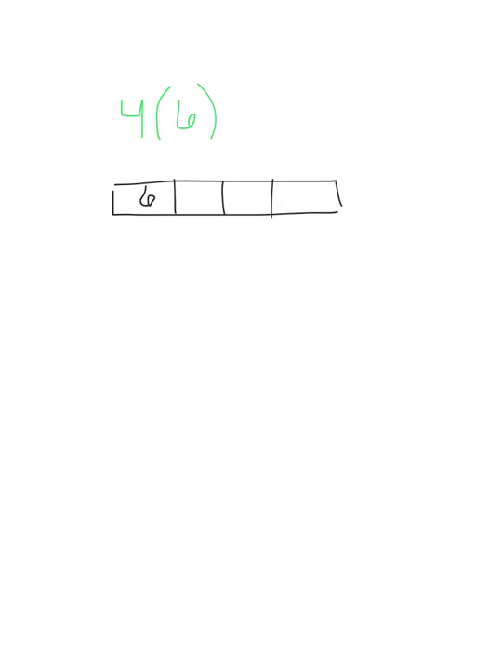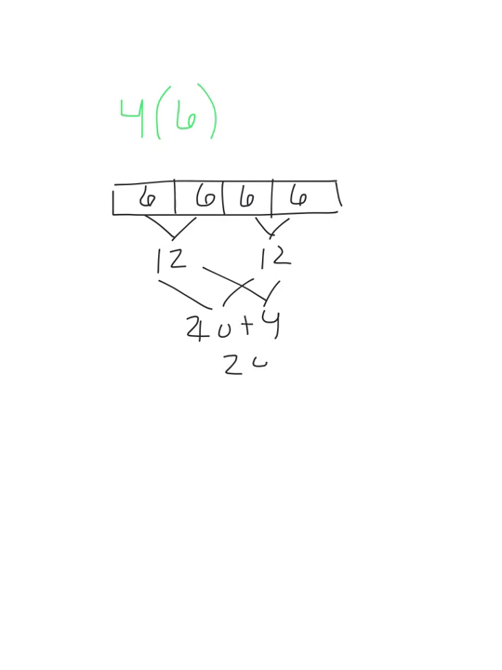I ended up rolling a 4 and a 6. So if I think about that, I have 4 groups of 6. So again, I can add them up. I know 6 and 6 is 12, 6 and 6 is 12. 10 and 10 is 20. 2 and 2 is 4, so I have a total of 24.